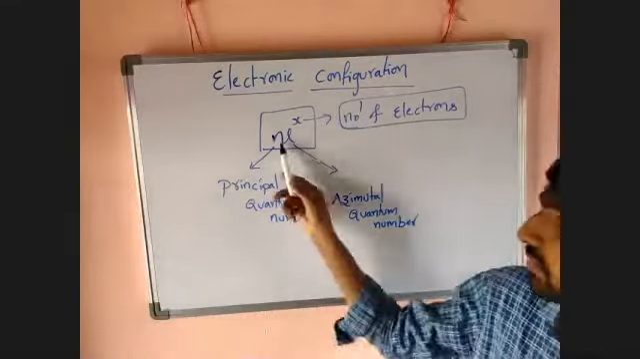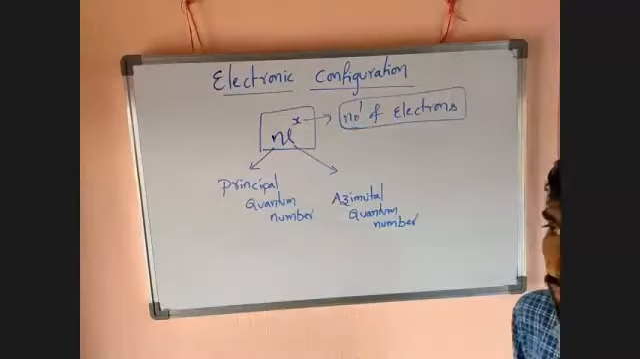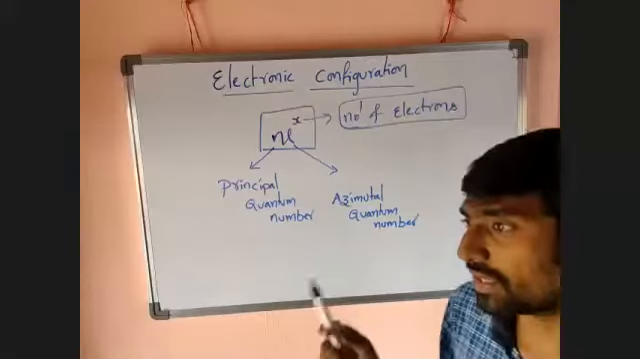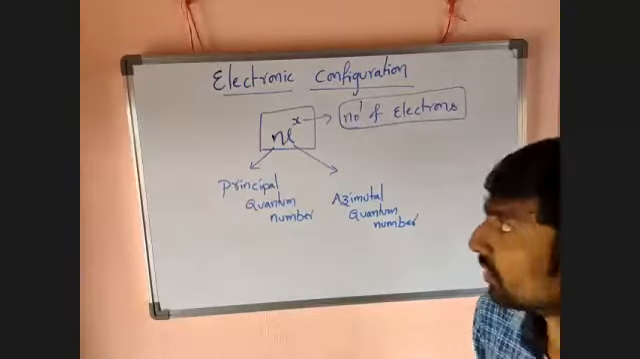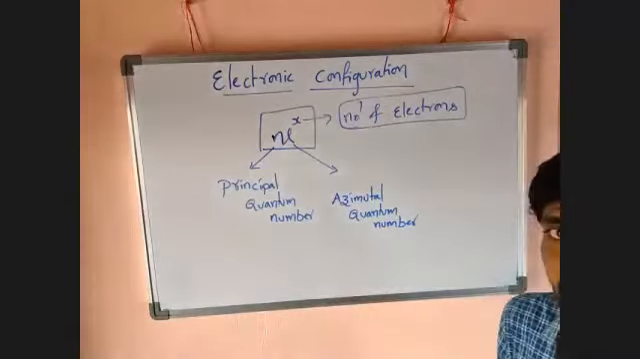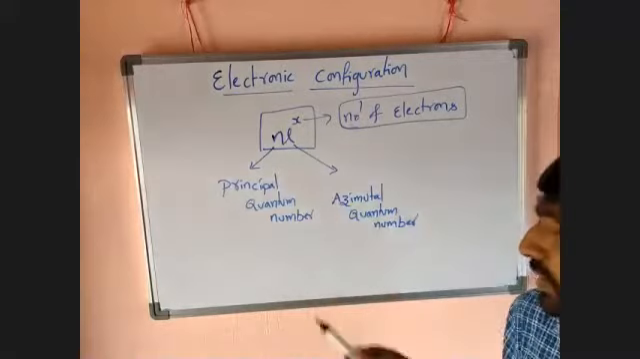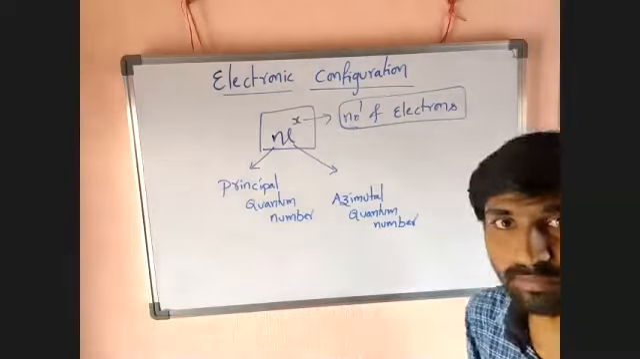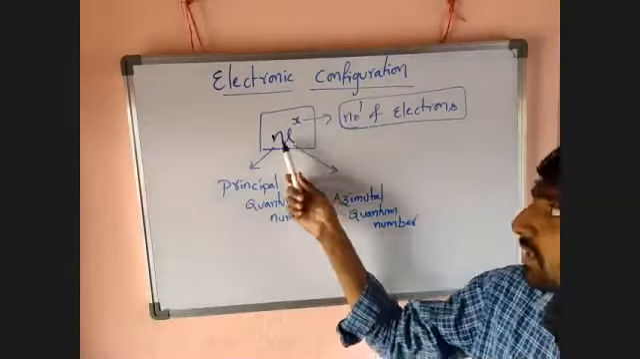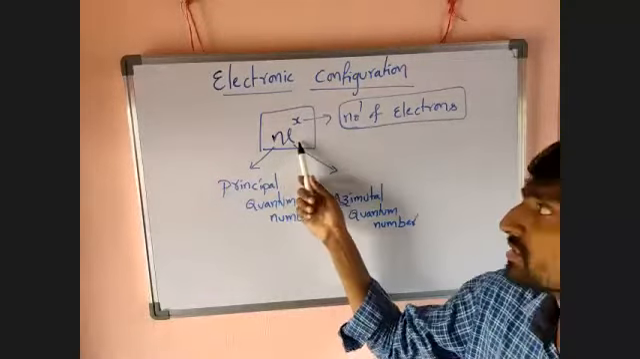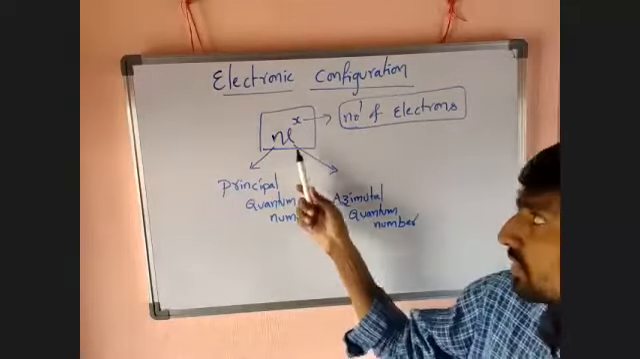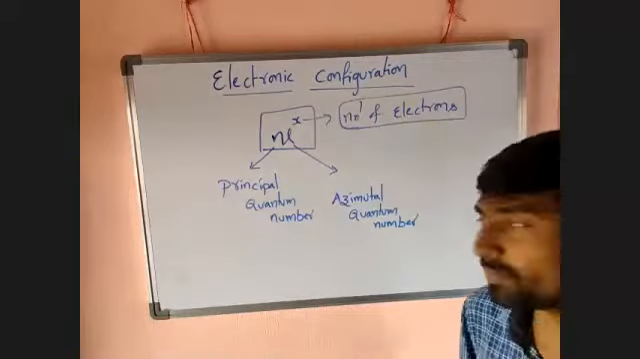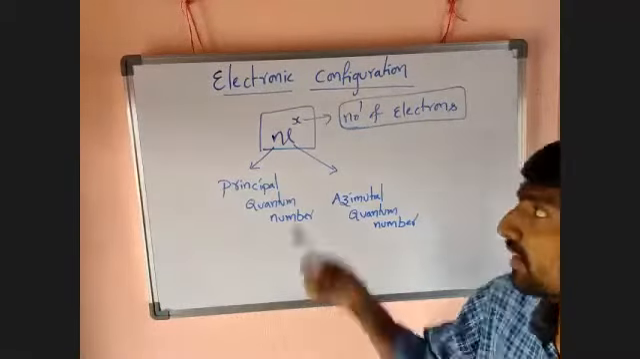So n equals what? Principal quantum number. We know that n is numbered, as I told you yesterday, K, L, M, N like that, or 1, 2, 3, 4 like that. l is what? Azimuthal quantum number. It explains the shape of atomic orbitals. It depends on the n value, going up to n minus 1, starting from 0. So l equal to 0 is the s orbital. Like that we discuss. x is what?